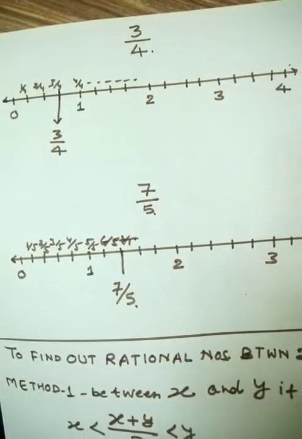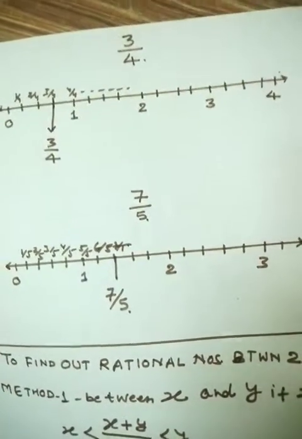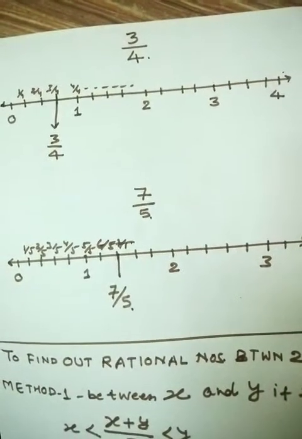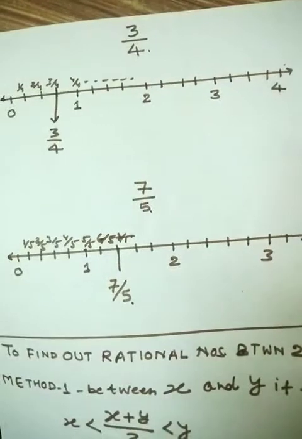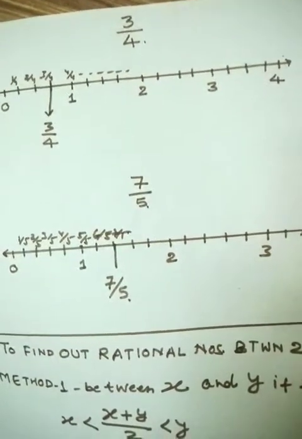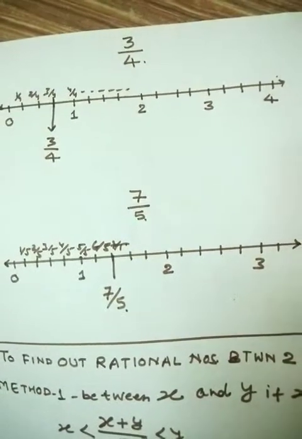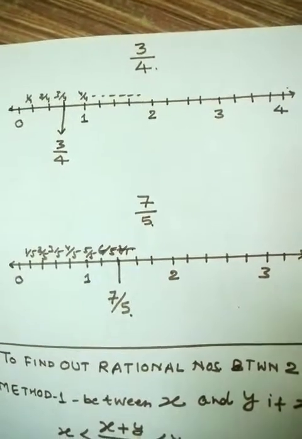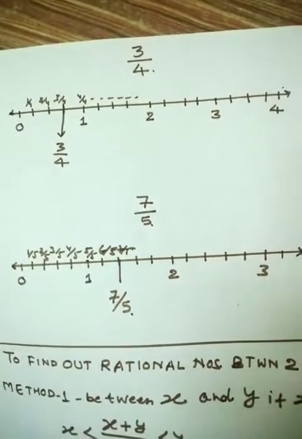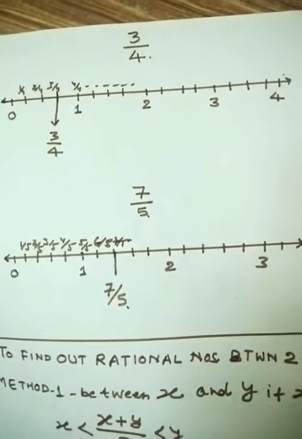Just draw 4 lines, it will be divided into 5 parts. Now, leaving 0, you can start from the first one: 1, 2, 3, 4, 5, 6, 7. Where the 7 comes, it will be 7 by 5. Like this we can draw a positive rational number, whether it is proper or improper. If it is negative, that will be drawn on the left side of 0.